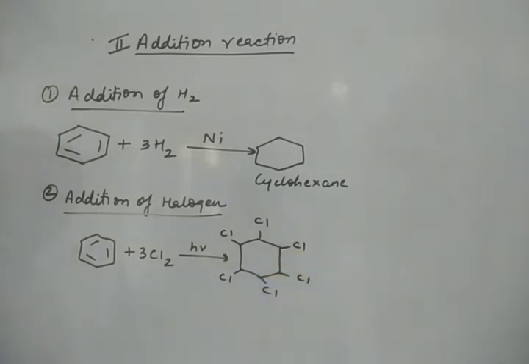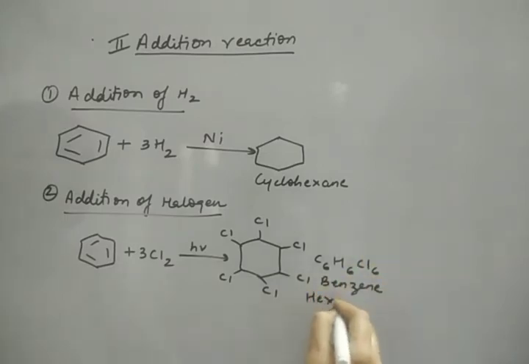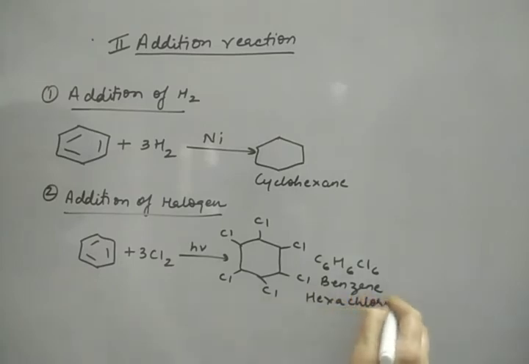And what compound will we get? We will get C6H6Cl6. This is known as benzene hexachloride or BHC. It is used as an insecticide.